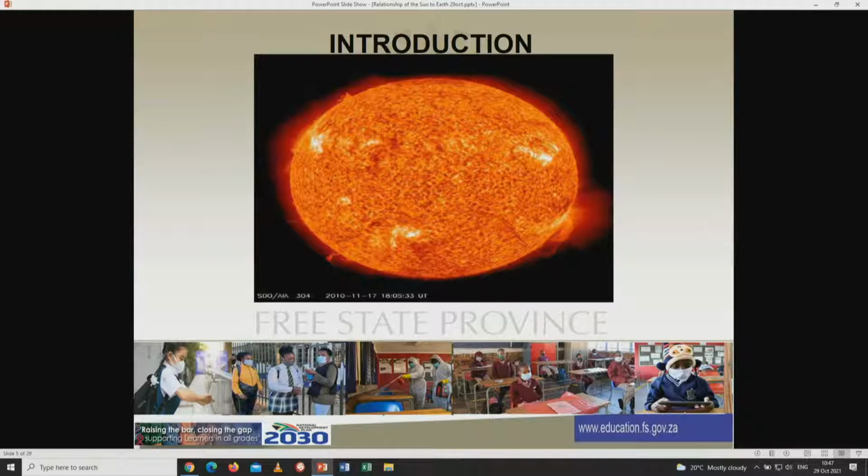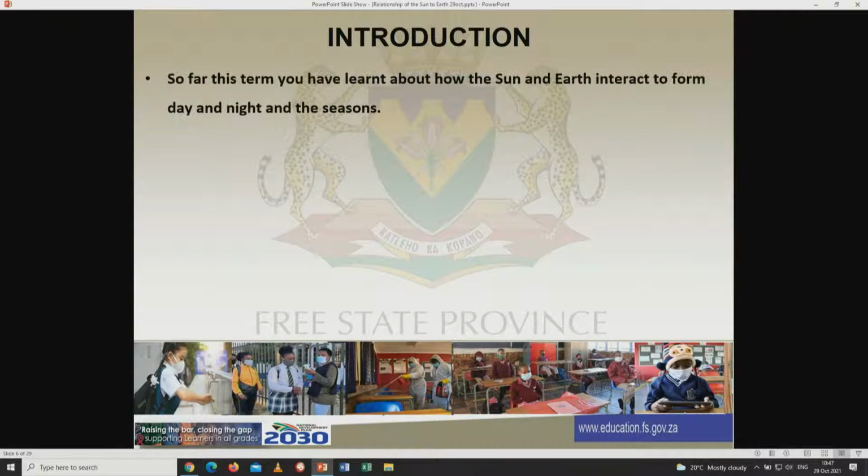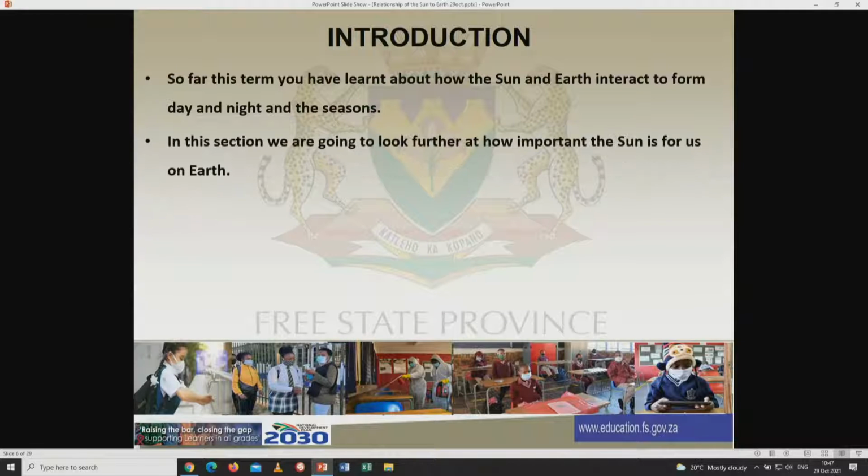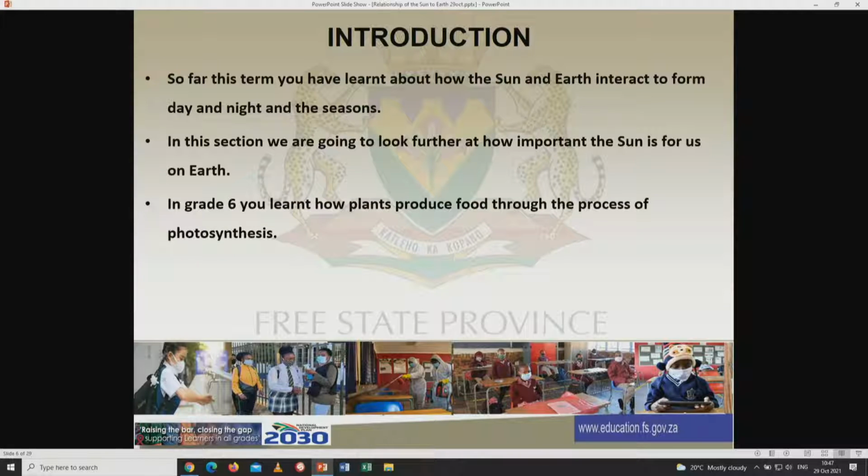Now, for our introduction, you're getting used to this picture of a close look of our sun. So let's continue, grade 7s. So far this term, you have learned about how the sun and earth interact to form day and night and the seasons. In this section, we are going to look further at how important the sun is for us on earth. In grade 6, you learned how plants produce food through the process of photosynthesis.